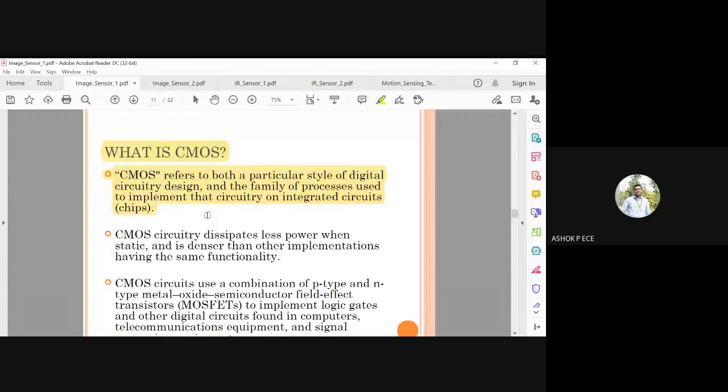So for that size to become smaller and smaller, I'm going to go for CMOS design. CMOS is going to ensure that the size component is very, very small in your design. Also see here, CMOS dissipates less power. So it is going to be dense. Denser means you can put more CMOS circuits in a given space compared to the other technologies available.